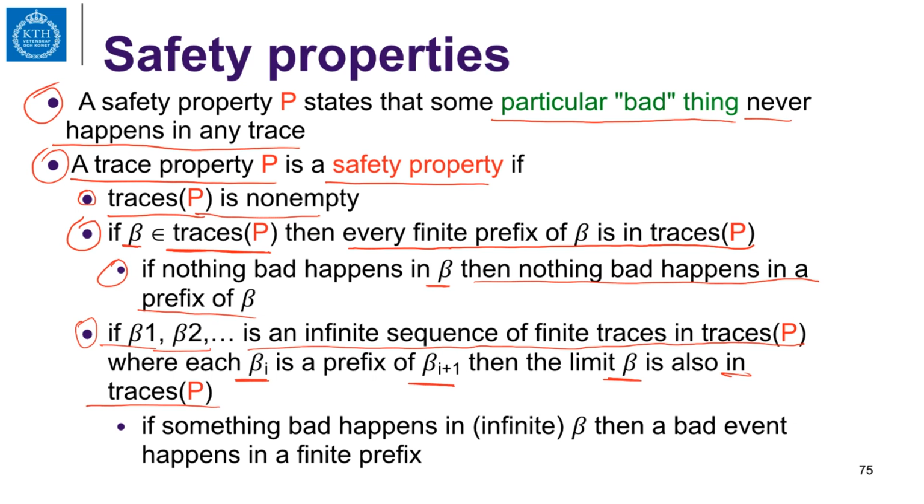So it means that beta will satisfy the safety property, which is saying that if something bad happens in this infinite sequence beta, then a bad event must have happened in a finite prefix of that. And this is avoided by making sure that all finite prefixes are good prefixes. You don't have a bad event.